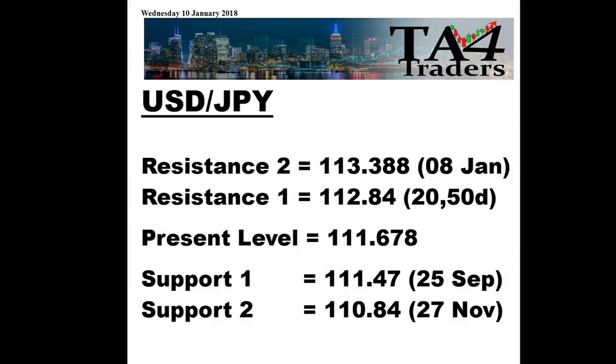Okay, looking at the support and resistance levels. There's resistance at 112.84. As I said, that's the level of both the 20 and the 50-day moving averages. Then there's resistance from the high of the 8th of Jan, 113.39, with support coming in from the low of the 25th of September. We're very close to that level. That's 111.47. Below there, we've got support at 27th of November's low, 110.84. And then obviously below there, we've got the support from the lower boundary of the downtrend channel, 110.5, which it's looking like the index is going to go down to that level.